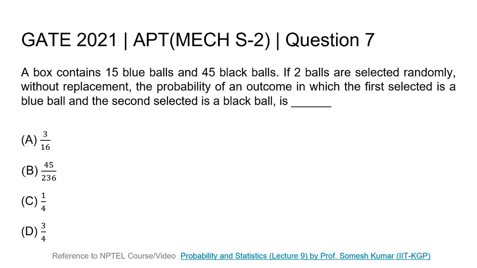Hello everyone, this is the question from GATE 2021, Mechanical Engineering Set 2. A box contains 15 blue balls and 45 black balls. If two balls are selected randomly without replacement, the probability of an outcome in which the first selected is a blue ball and the second selected is a black ball is blank. So this question can be solved by using conditional probability.